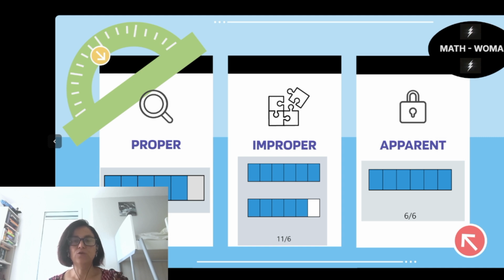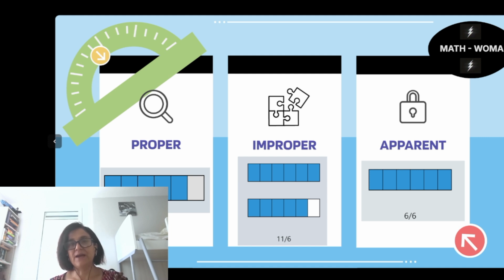Okay, let's use a drawing to represent fractions. With a proper fraction, only a whole will be sufficient. The denominator will tell you how many parts you have to make in your wall. So here my wall is divided in 6 parts. The denominator says how many parts you have to make, and the number above, the numerator, tells you how many parts you have to shade. So you can use only one wall for a proper fraction.